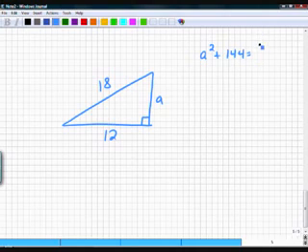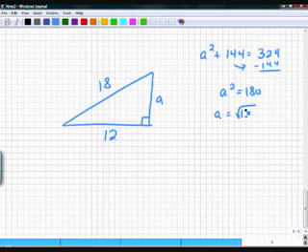Somebody want to do that in their head? 18 squared. Good job, Christina. So here we go. A squared plus 144 is 324. Move the 144 over, so minus 144 should give you A squared is 180. So square root both sides. A is going to be, do we have to put plus and minus? No, because you're talking about a side length. So you can dump that.